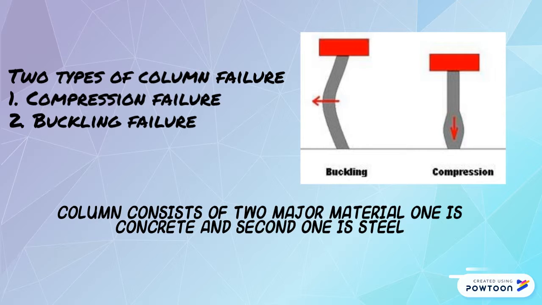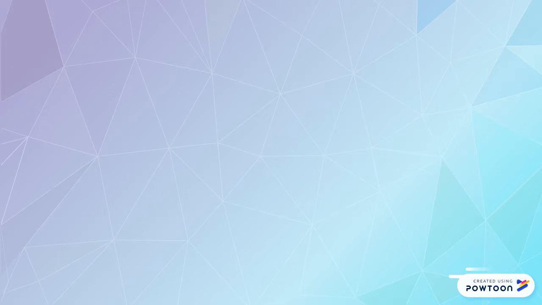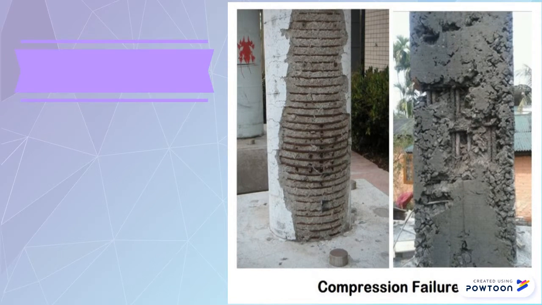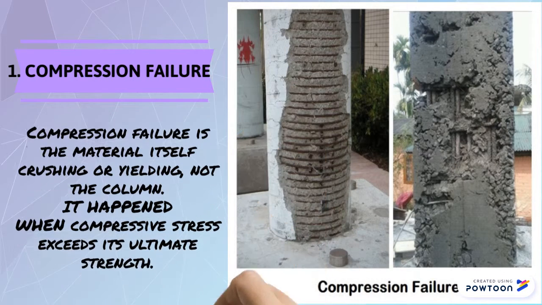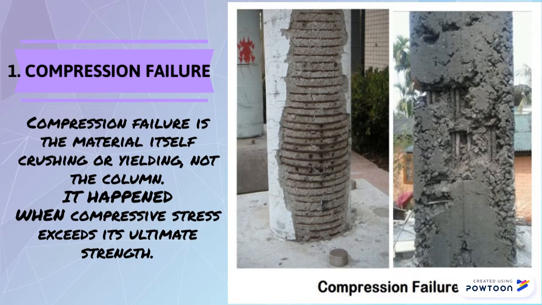Usually, a column consists of two major materials. One is concrete and the second one is steel. Compression failure. Compression failure is the material itself crushing or yielding, not the column. It happens when compressive stress exceeds its ultimate strength.